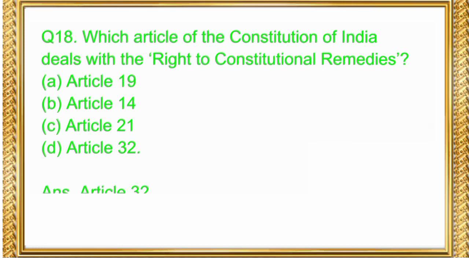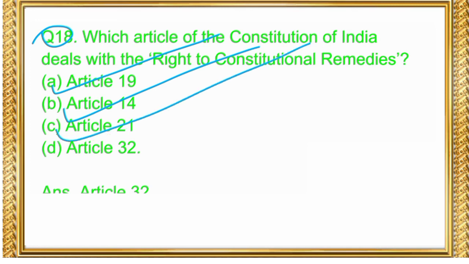Next question is question number 18, asking that which article of the Constitution of India deal with the right to constitutional remedy. Option A is given Article 19, and B is given Article 14, and C is given Article 21, and D is given Article 32. And correct option is Article 32.